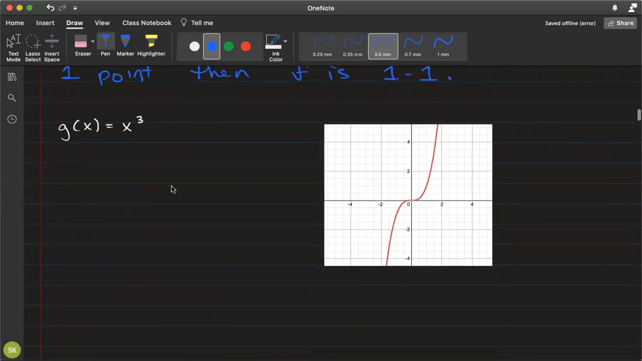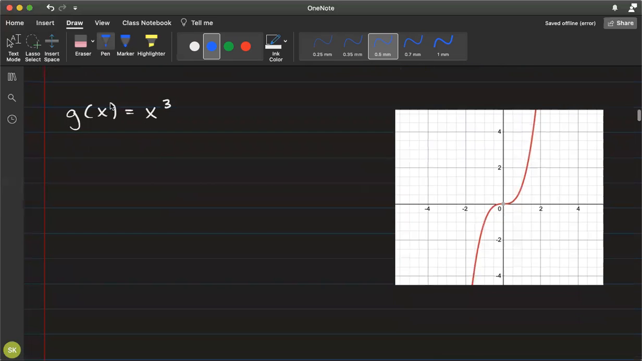Here I have g of x is equal to x cubed. Is this function 1 to 1?